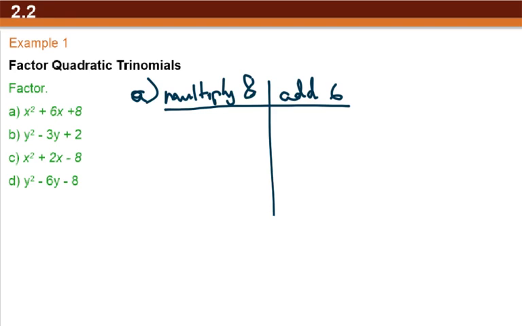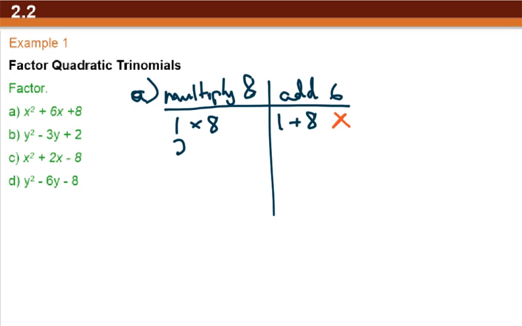So to multiply to 8, we have different options. It's easiest to go with the smallest options first. That would be 1, and ask 1 times what gives 8? Well, 1 times 8 gives 8. So then we need to check and see what 1 plus 8 gives. That's 9. It's not 6 like we need. So 1 and 8 are not the correct combination.